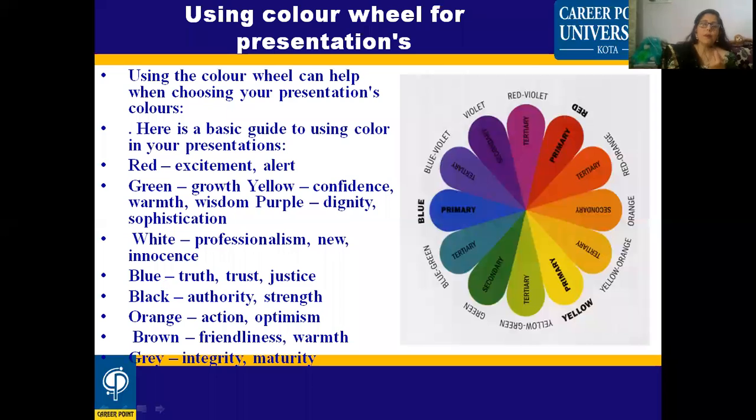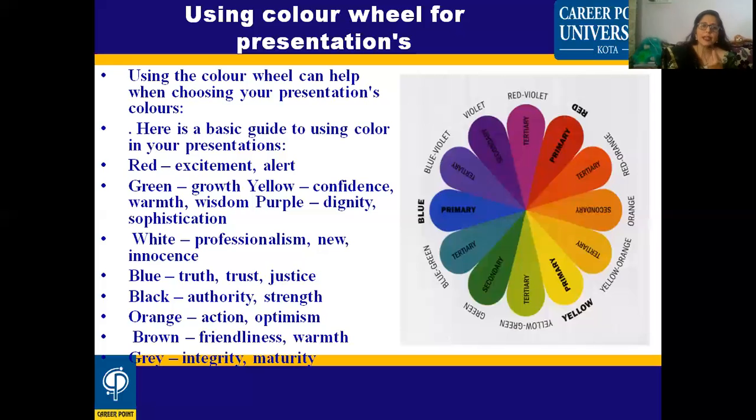Using a color wheel for your presentation is another significant point that you need to keep in mind. Using the color wheel can always help you in choosing your presentation's color. So you can see here various colors are available, and what is the impact of a particular color I am going to elaborate right now. So these are the basic colors and the basic guidelines of all the colors.